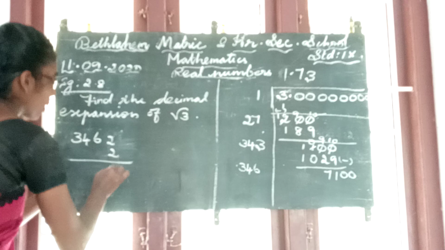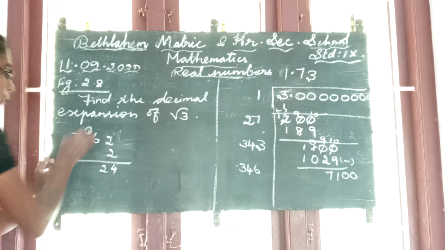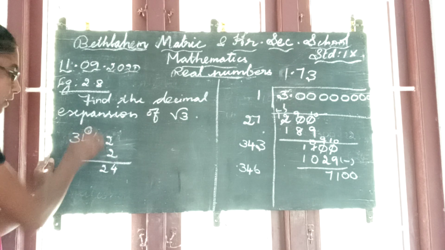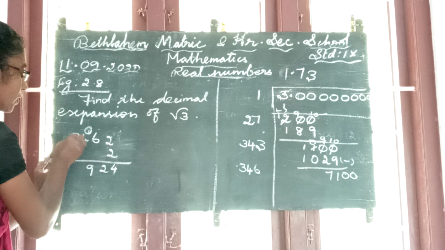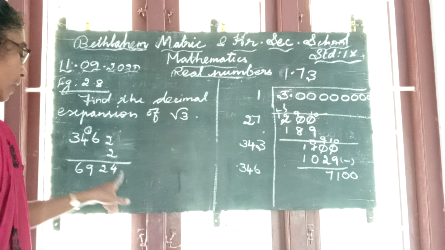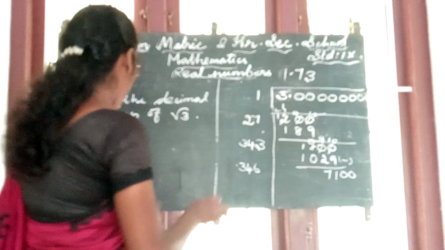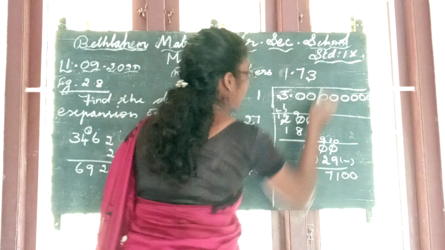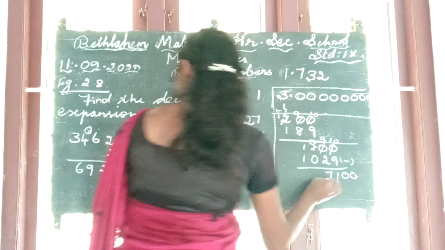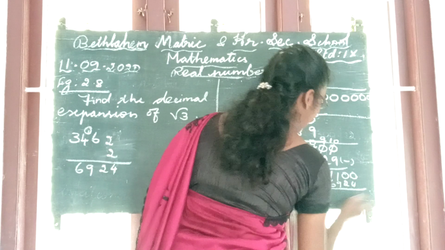2 4s are 8. 2 6s are 12. 1 balance. 2 4s are 8, 8 plus 1 is 9. 2 3s are 6. Yeah, 6924 is just less than 7100. So here also you can write 2. Here also you can write 2. This 6924 you have to write it down.